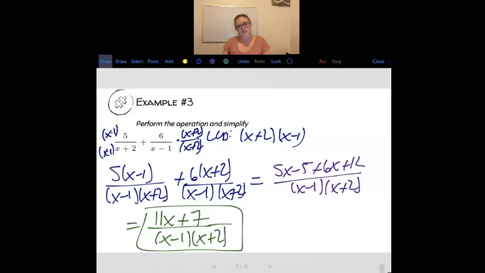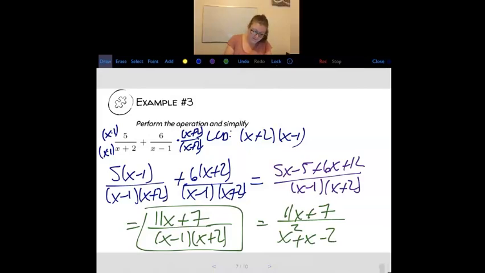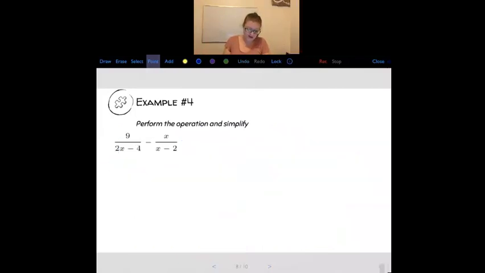You can multiply out the denominator if you want. One isn't necessarily more simple than the other. If you were to multiply out the denominator, you would get x squared plus x minus 2. Between these two forms, x minus 1, x plus 2, and x squared plus x minus 2, one's not more simple than the other. This is factored, but in terms of simplifying, you're trying to get it as small as it can go, and those are both the same.